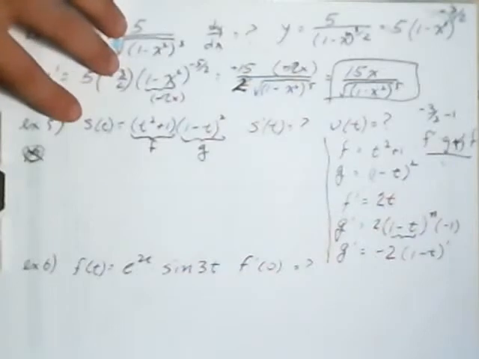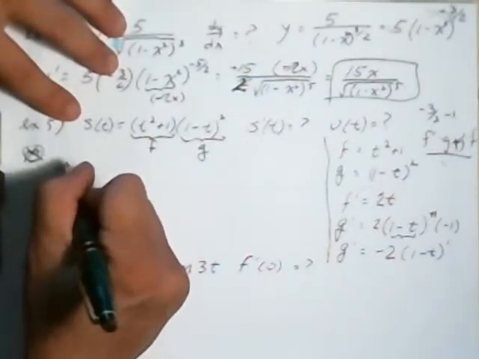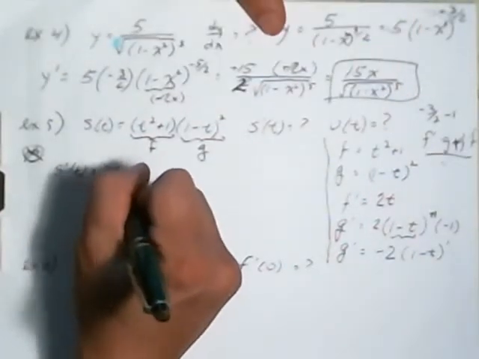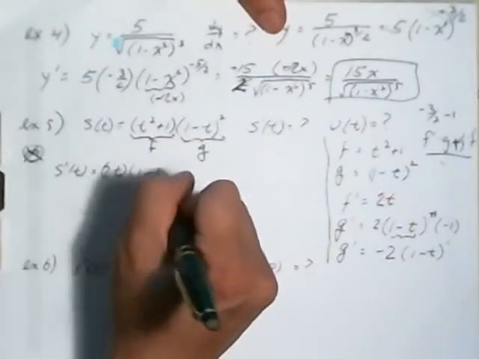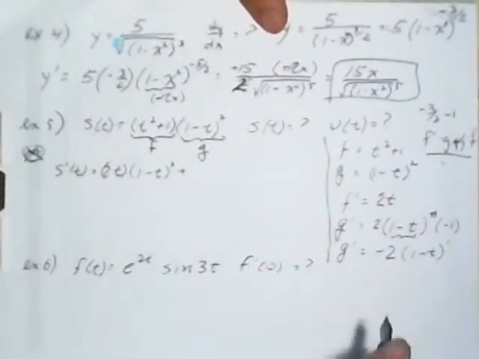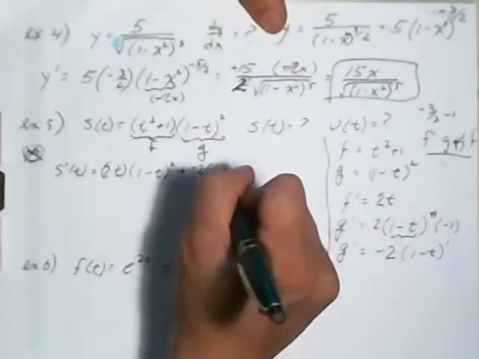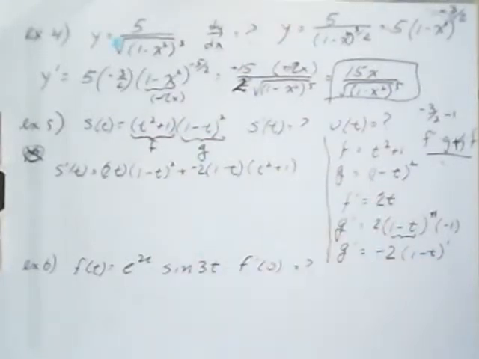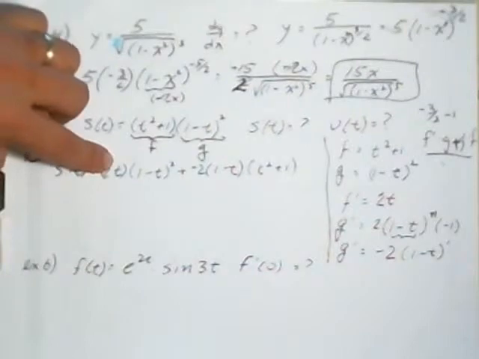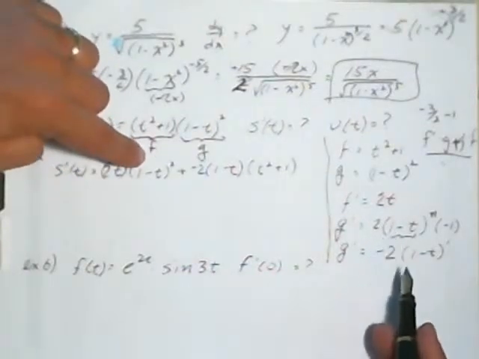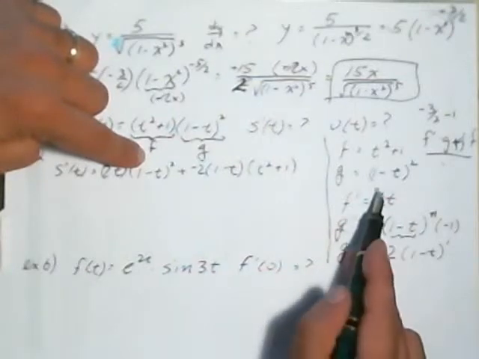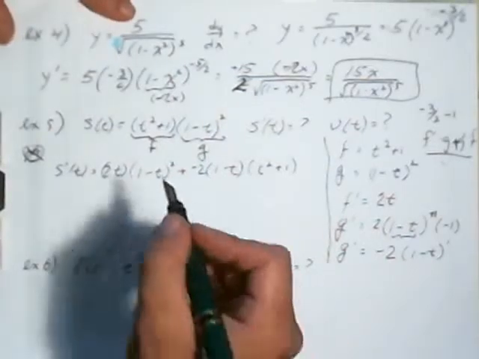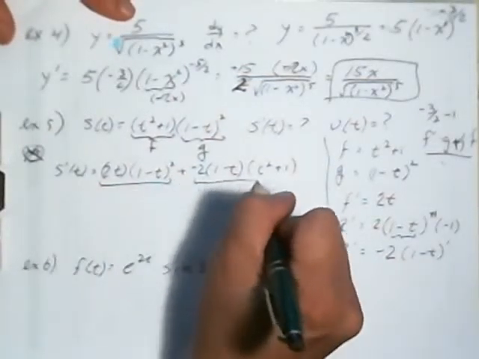So figure it out. S prime of t is equal to the derivative of the first, f prime, which is 2t, times 1 minus t squared plus g prime, which is negative 2 times 1 minus t, times f, which is t squared plus 1. We're almost finished. So it's f prime times g, where's g? Right here, plus g prime times f. We're almost finished.